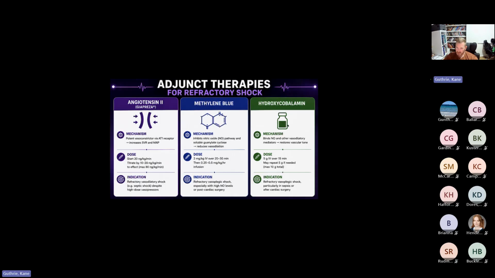The last one we can use is hydroxocobalamin, okay, which is what we use to treat cyanide poisoning. So the cyanide kit, basically it's vitamin B12, but it's 500 times the dose. So it's 5 grams of vitamin B12. And you give it as an infusion over 15 minutes. And it's used for refractory vasoplegic shock, particularly in sepsis. And they use it a bit in cardiac surgery upstairs to actually get these patients off cardiopulmonary bypass. It just tightens everything up.